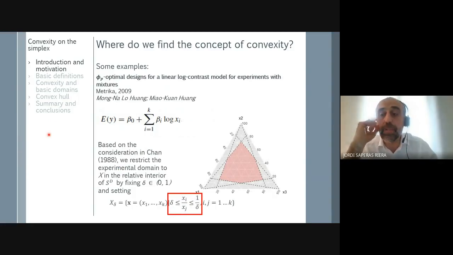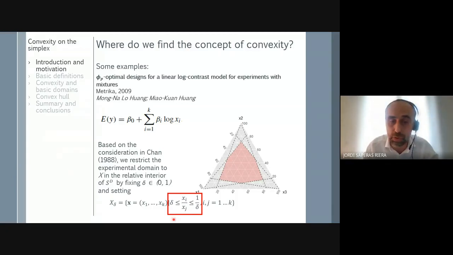Unlike the previous example, in this case, the feasible region is defined by the bound of the ratio of two variables. As in the previous example, as an outside observer of the simplex, we think that the feasible region is a convex polygon. And in this case, unlike the previous example, the feasible region is a convex polygon. More concretely, a regular hexagon in the three-part simplex.